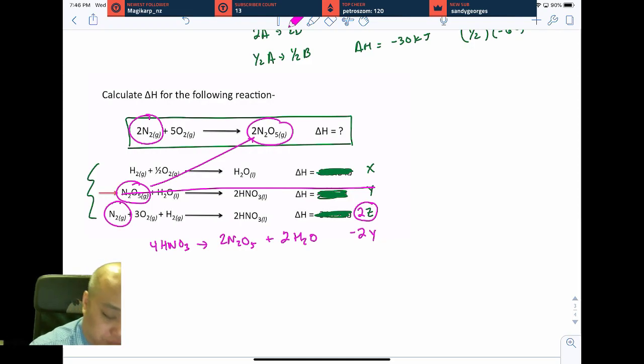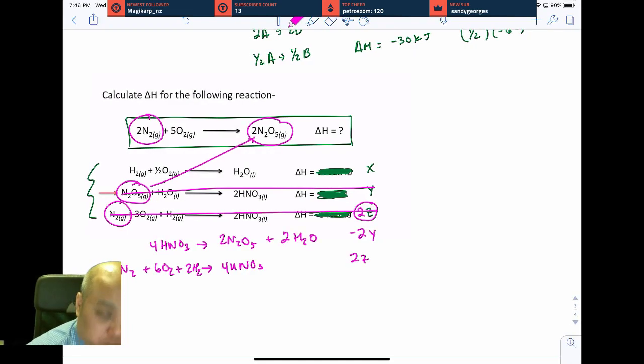Okay. Now I'm going to double the last one as well, so that you can see what's here now. HNO3 and then 2N2 plus 6O2 plus 2H2. Okay, and that is equal to 2Z.